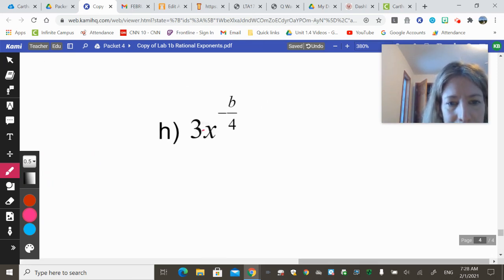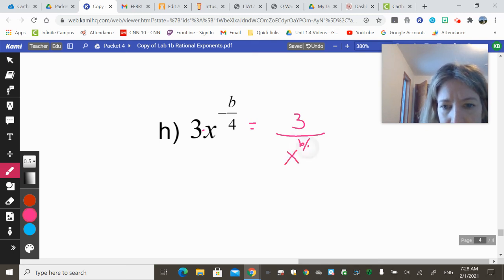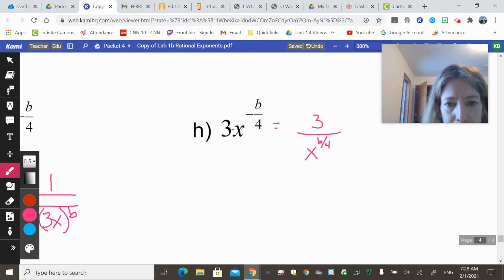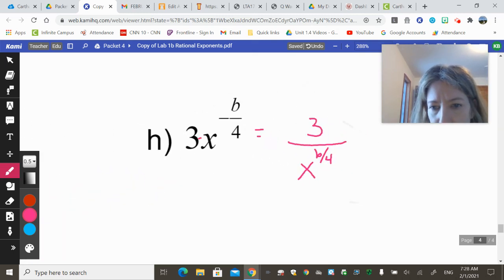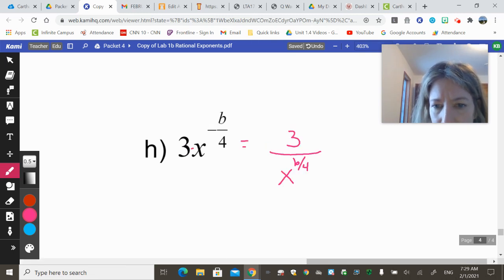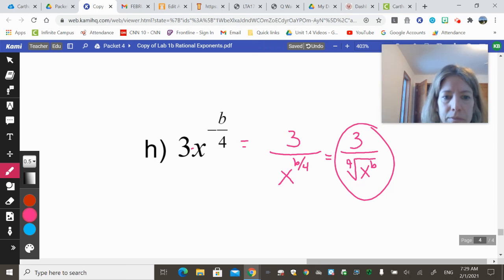All right, and then this one, only the x is taken to that power. So this one, the 3 is going to stay in the numerator, and the x moves to the denominator. And when we move it, we put it to the positive fractional power. Okay, so we're not done yet. I want to write that in root form. So in this case, like I said, 3 stays on top, and now we have x has a power of b and a root of 4. So this would be my final answer for this one.